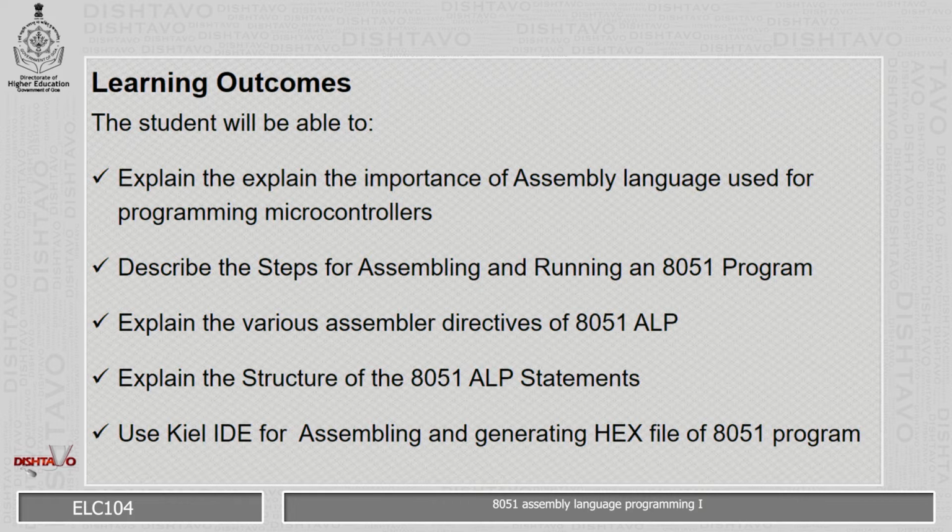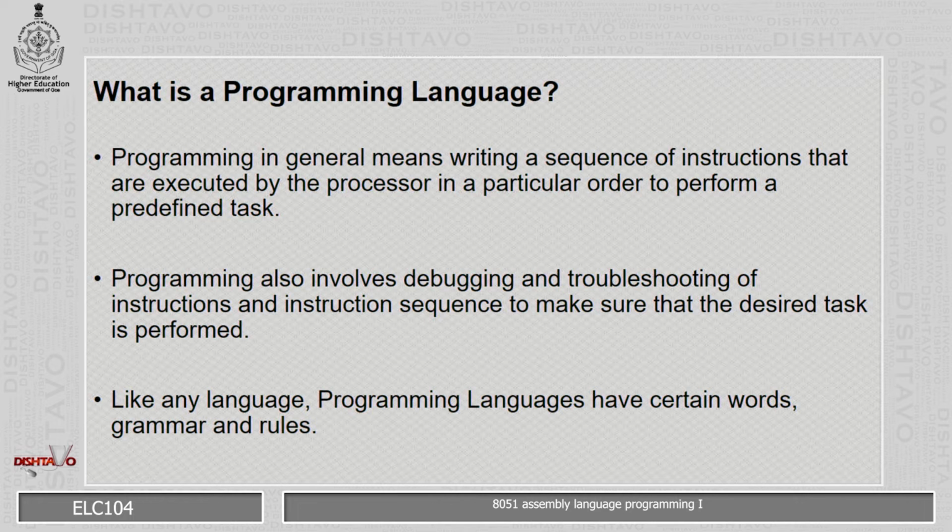After undergoing this module, a student will be able to explain the importance of assembly language used for programming microcontrollers, describe the various steps for assembling and running an 8051 program, explain the various assembler directives of 8051 assembly language program, explain the structure of 8051 assembly language program statements, and finally use Keil IDE for assembling and generating hex file of an 8051 program. So what is a programming language?